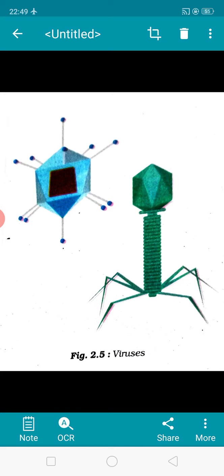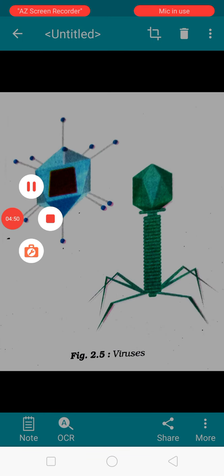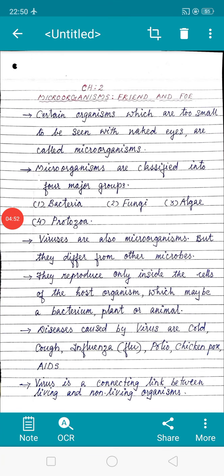These viruses are considered as a connecting link between living and non-living organisms. There are many diseases which are caused by viruses. Some of the diseases are common cold, cough, influenza or flu, polio, chickenpox, AIDS. So what we have learned till now: what microorganisms are, how these microorganisms are classified, and what viruses are, then the diseases caused by viruses.